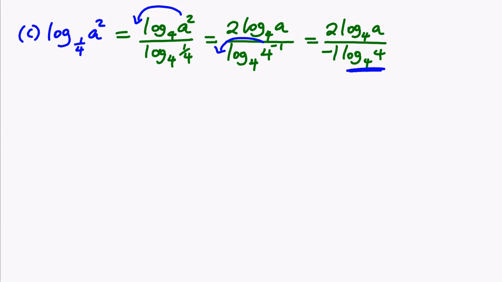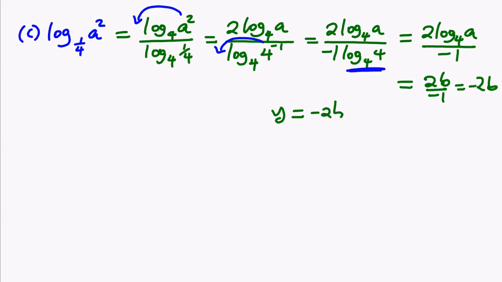Log to base 4 of 4 is 1. So the right hand side will simplify to 2 log to base 4 of a over negative 1. From the condition that you're given in the question, log to base 4 of a is b, which means this will be equal to 2b over negative 1, which is negative 2b. So the equation will be y is equal to negative 2b.